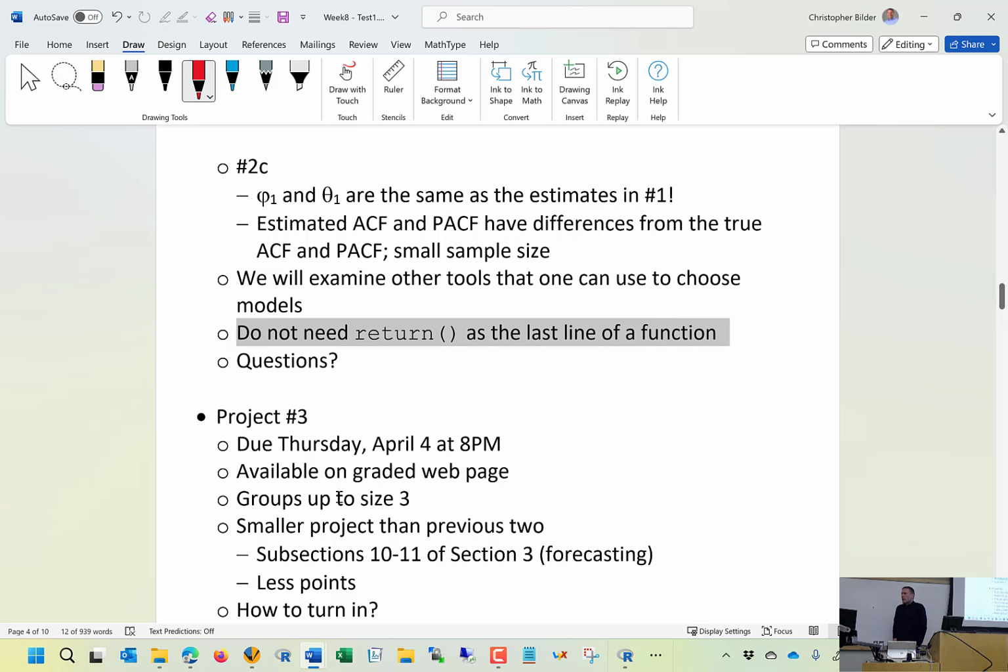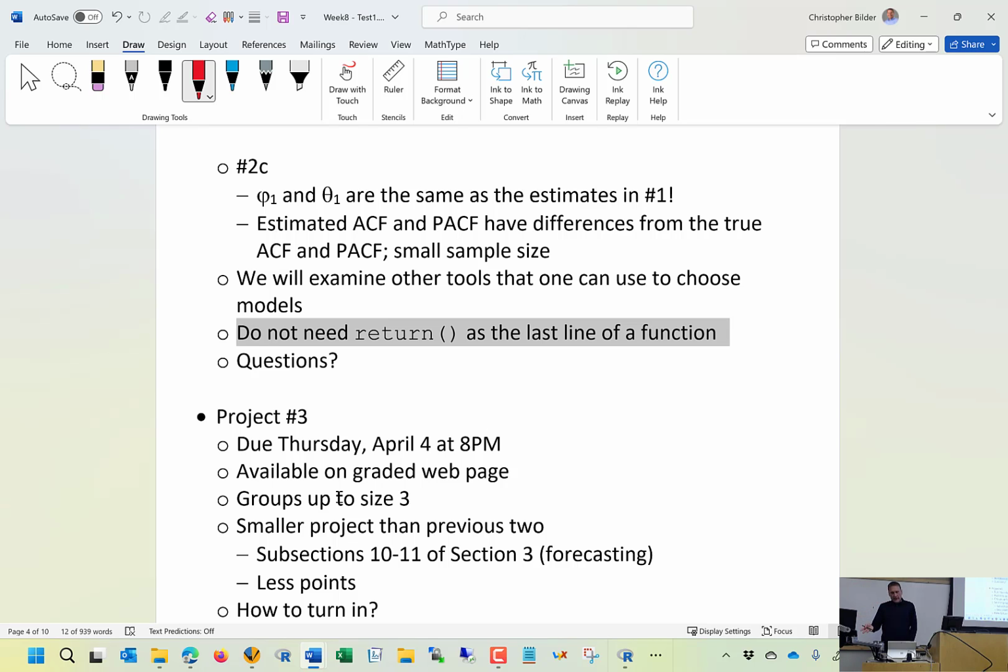So a number of you, when you're writing your functions, I think there were 2 functions you needed to write for this project, you use the function return in your last line of code for the function. That is not needed. R always returns what's in your last line of an R function. So it's not needed at all.